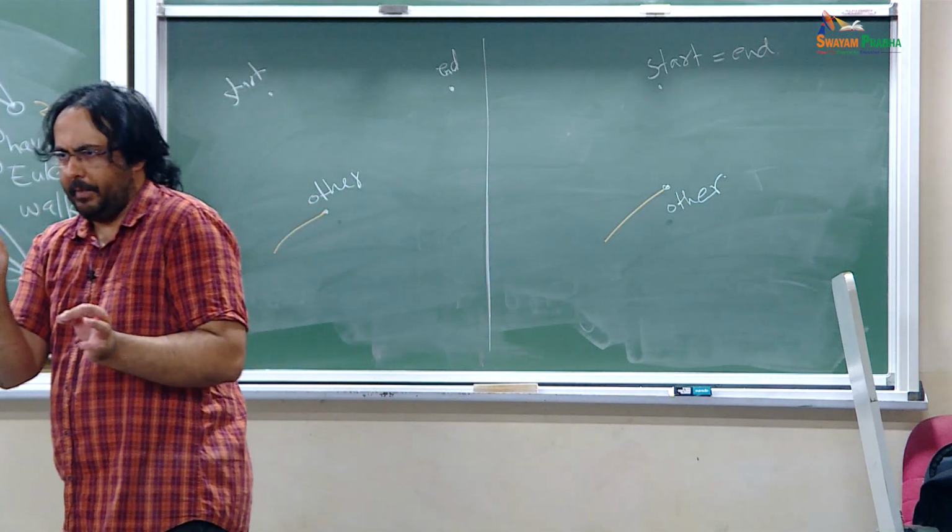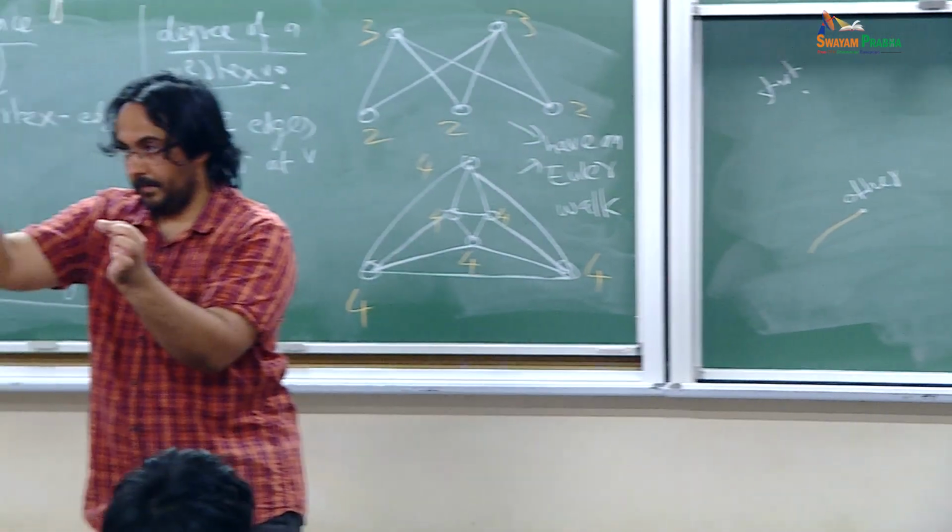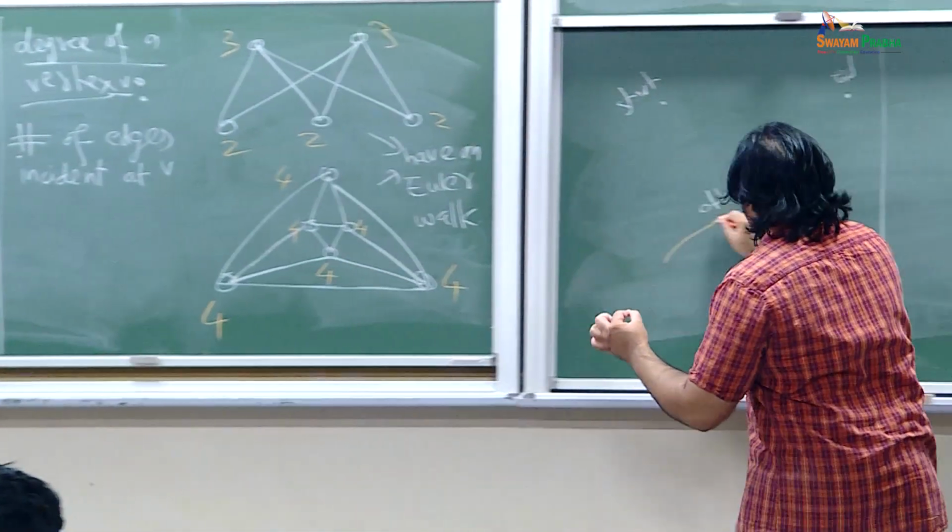I am not done yet, right? Because this is not the start or the end. So I have to leave. Do you all agree? If I reach this vertex using my chalk, using an edge, I also have to leave this vertex because it is not the starting or the ending vertex. Okay? So if I reach it, I have to leave it.